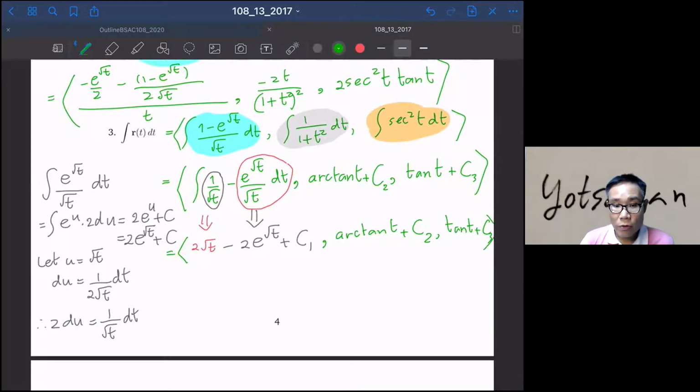Okay, so this will be just the final answer for this one. You see that it takes a little bit long to work this one out because it's like doing 3 questions in Calculus 1. So you have to take care of the function separately. This one is the gray one, this one is the orange one.